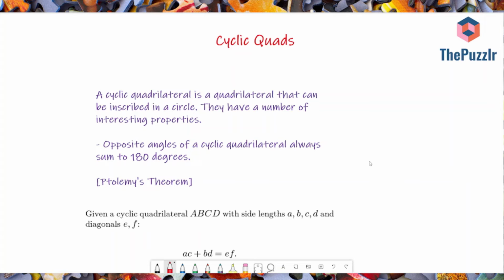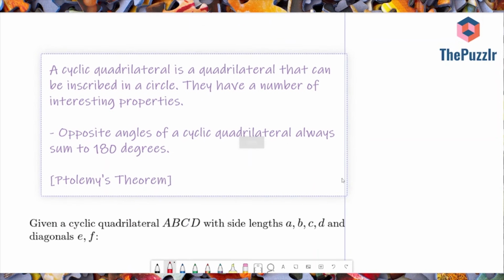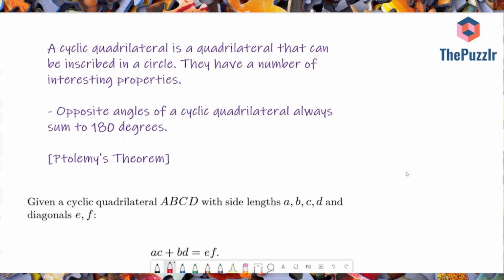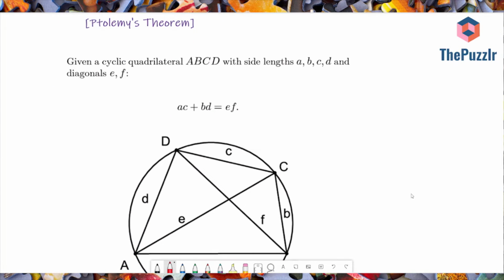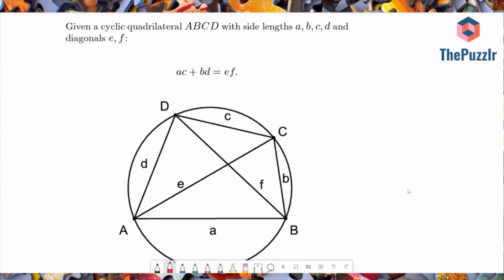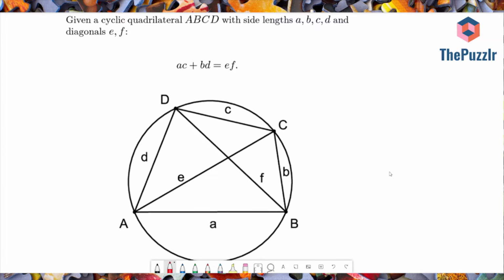A cyclic quad is a quad that can be inscribed in a circle. They have a number of interesting properties. Opposite angles of a cyclic quad always sum to 180 degrees. So one important formula that we have with cyclic quads is Ptolemy's theorem. Given a cyclic quad ABCD with side lengths a, b, c, d, and diagonals e and f, where side length a corresponds to the side opposite point A, we have that ac plus bd is equal to e times f.